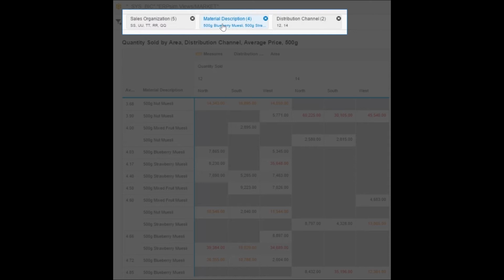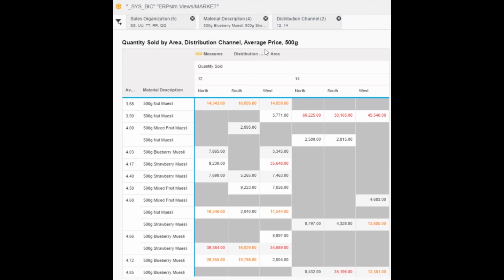It is filtered to only show products that UberMuesli produces, and it only displays the pertinent distribution channels for 500G products, DC12 and 14, grocery stores, and independent grocers. It then splits sales data by geographic area, North, South, and West Germany.